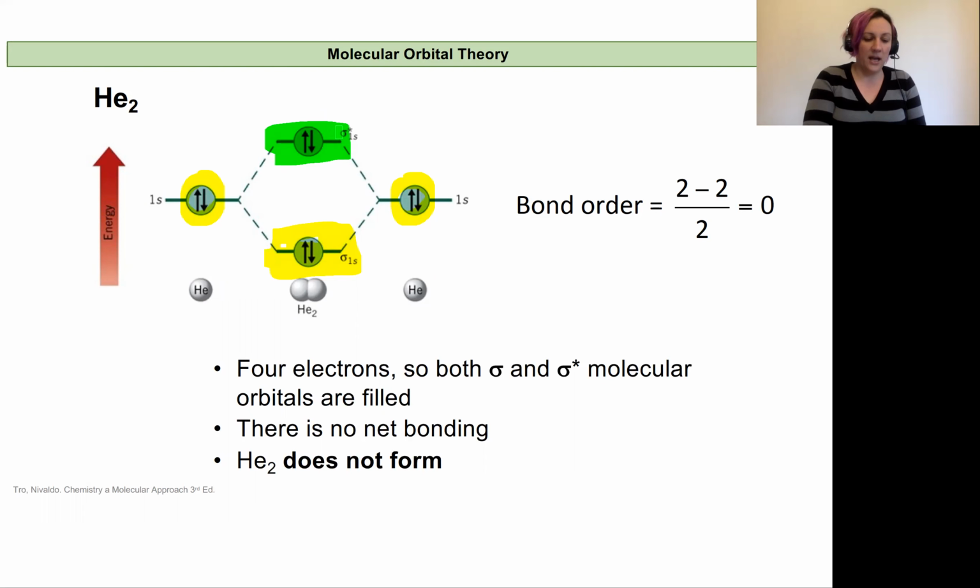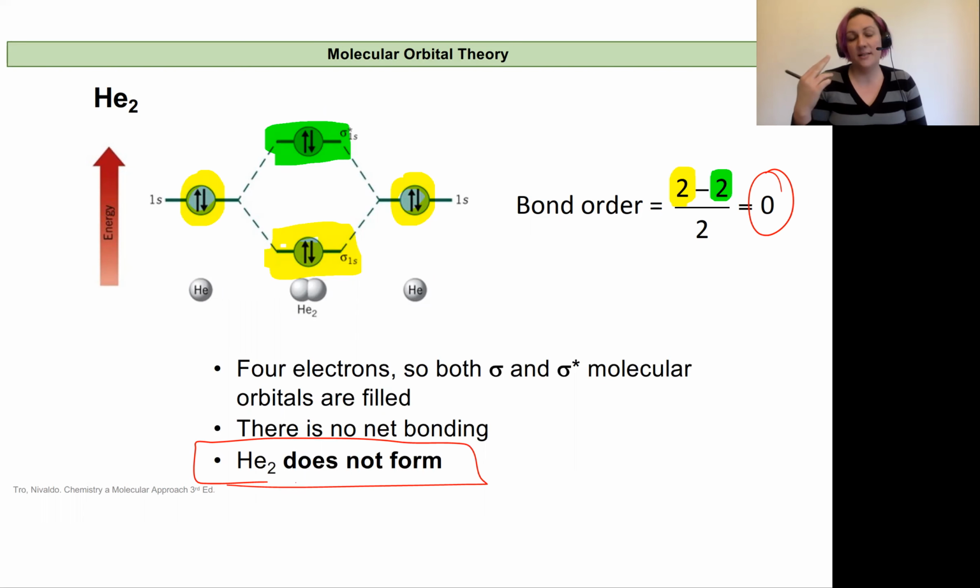So then my bonding electrons, I have 2 of them, minus my 2 anti-bonding electrons. That gives me 0 divided by 2, which gives me a bond order of 0. Therefore, 2 helium atoms don't bond together. A bond doesn't form if my bond order is 0. There's no net bonding. That's another way to say it.